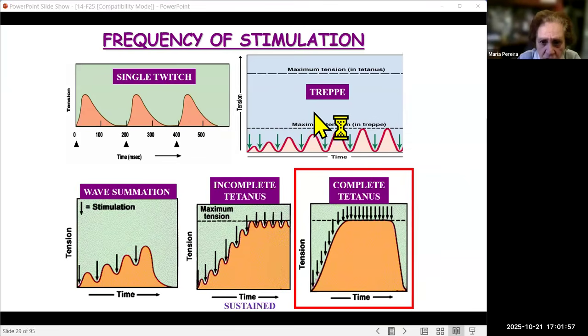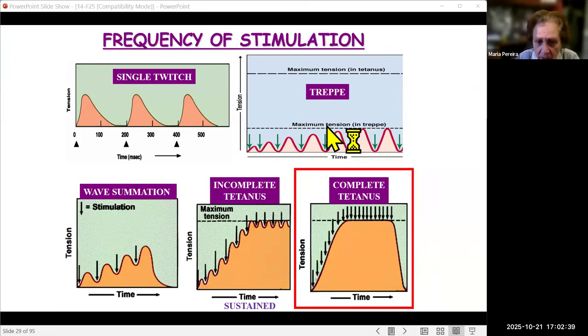Now this stage here is a treppe. We call it a treppe. This means that the stimuli are applied more frequently than here. So that means there's going to be some calcium left over, so the muscle doesn't relax completely. When the next stimulus arrives, you get a stronger contraction because there's calcium available. And if there's even more calcium, you're going to increase the tension until it reaches the maximum.